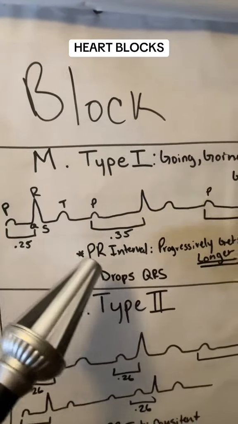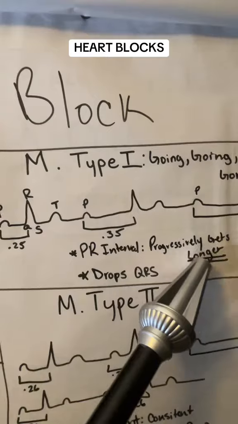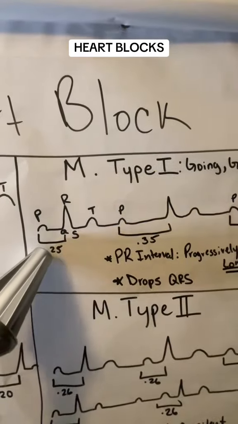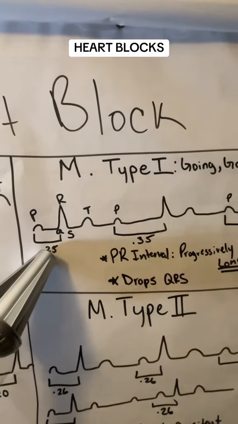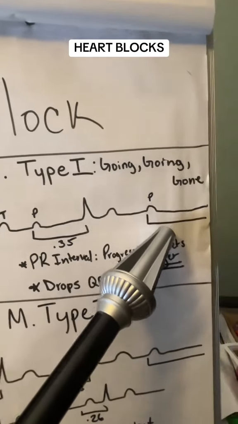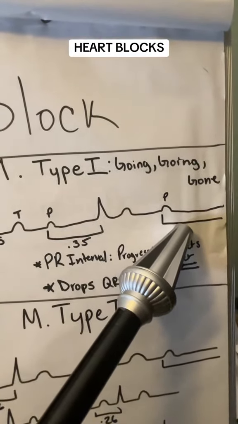Now let's talk about Mobitz type 1, going, going, gone, also known as Wenckebach. So what is happening here? Our PR interval is progressively getting longer, and we're going to drop a QRS complex. So what we're going to have here is 0.25 for this PR interval. Next is going to elongate to 0.35. Then we're going to have a dropped QRS complex.